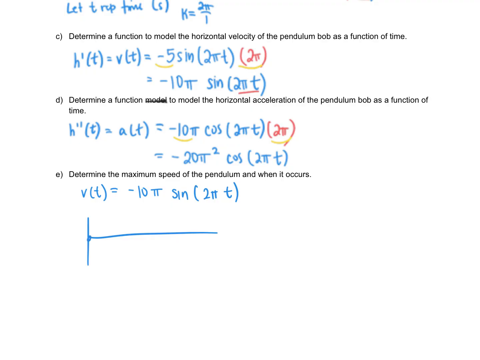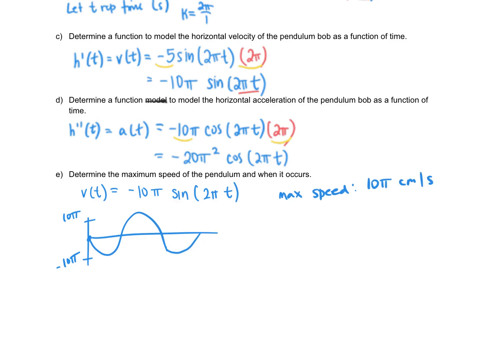So that starts at the origin. It's reflected. So I'm expecting something like this for my function. And my max and mins, I already know are 10 pi because of this a value out front. So I actually already know the maximum speed. It's 10 pi, what were the units? Centimeters per second. I also have negative 10 pi, but remember in terms of velocity, that negative tells us about the direction. So I actually already know the max speed. It's 10 pi centimeters per second.